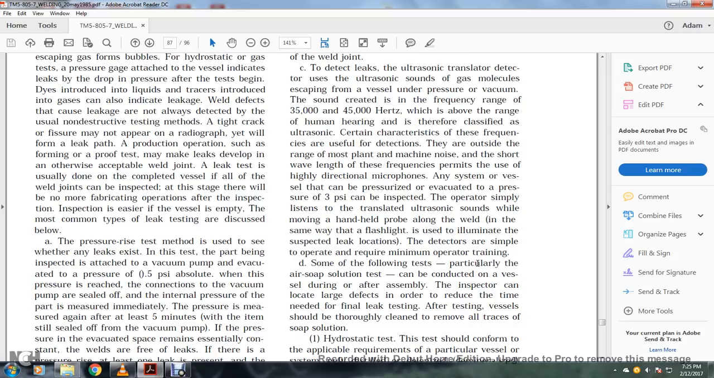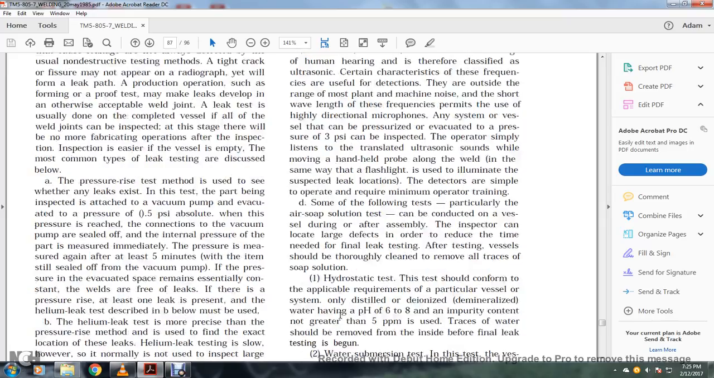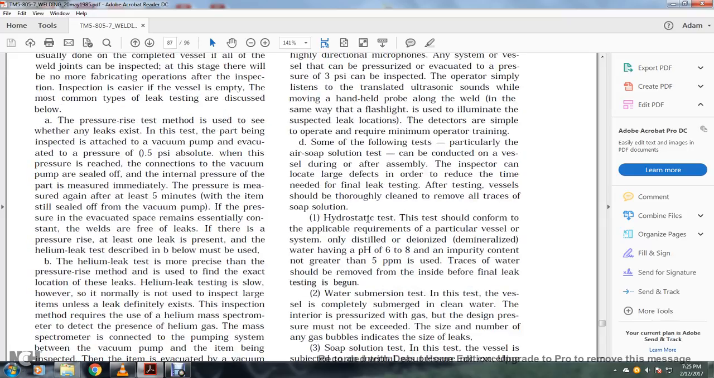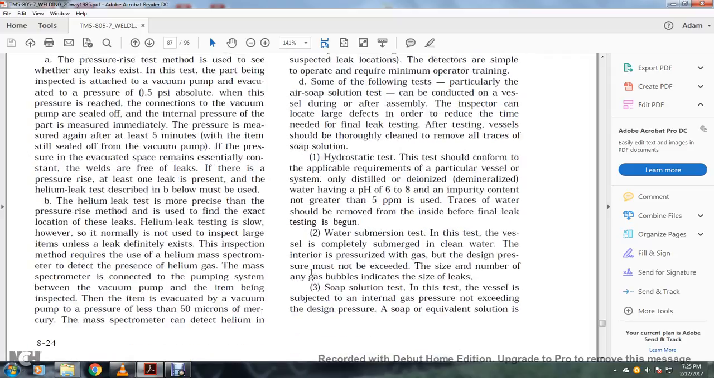D. Some of the following tests, particularly the air soap solution test, can be conducted on a vessel during and after assembly. The inspector can locate large defects in order to reduce the time needed for the final leak test. After testing, the vessel should be thoroughly cleaned to remove all traces of the soap solution. Hydrostatic test. The test should conform with the applicable requirements of the particular vessel or system. Distilled, deionized, demineralized water having a pH of 6 to 8 and an impurity content no greater than 5 ppm is used. Traces of the water should be removed from the inside before leak testing begins.